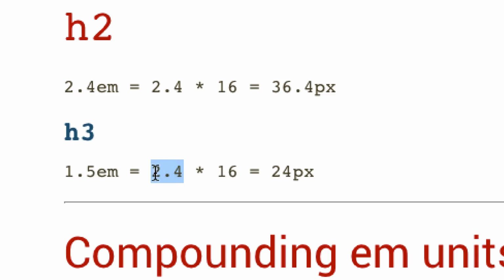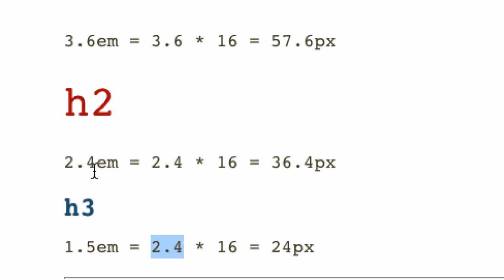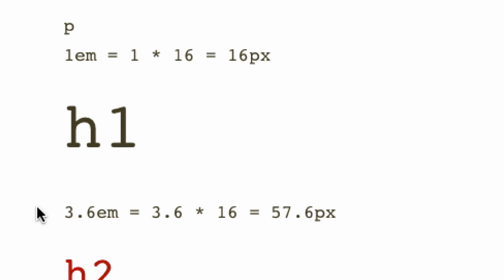Except that's a typo. That's meant to say 1.5 times 16. I copied and pasted it and forgot to change it. So my heading 3 at 1.5 EMs is 1.5 times 16, 24 pixels. My heading 2 is 2.4 EMs, 2.4 times 16, 36.4. And my heading 1, likewise 3.6 EMs, is 3.6 times the default font size of 16 pixels.